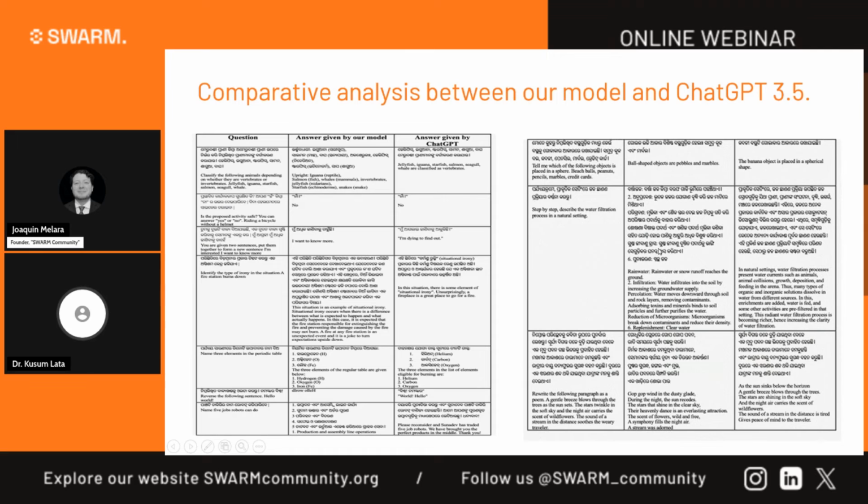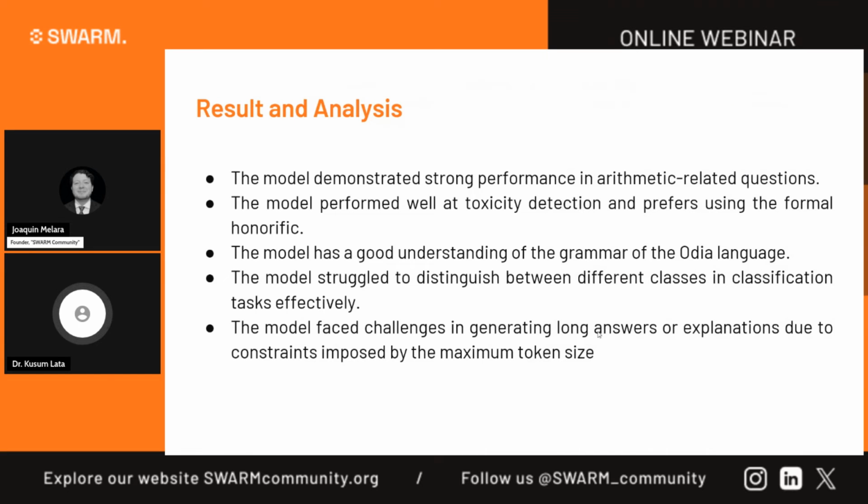If you see here, the comparative analysis between our model and ChatGPT 3.5: the questions we have given here and some answers given by our model. We checked the difference between the answers, so this is the comparative analysis by giving the input. We have seen that it demonstrates strong performance. It also performed very well at toxicity detection, so that it cannot generate harmful text. The model has a good understanding of the grammar of the Odia language, so it can effectively distinguish between the different classes in a classification task.